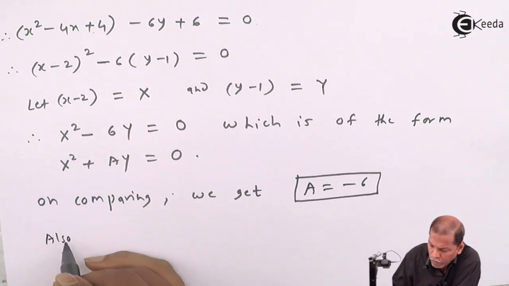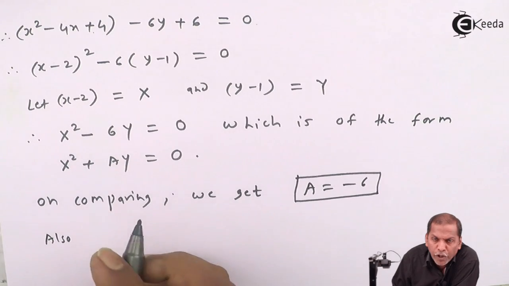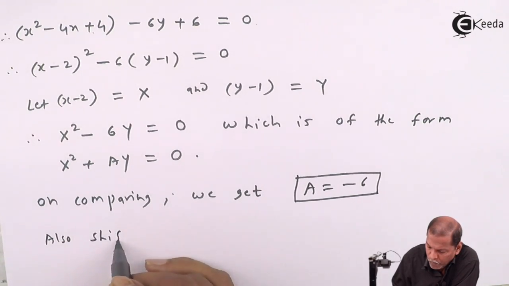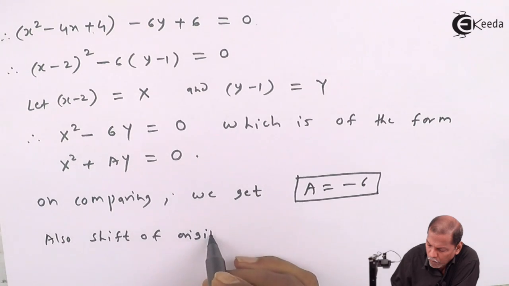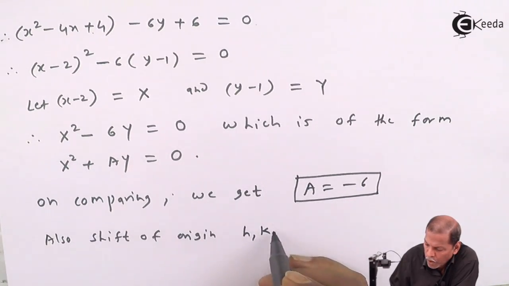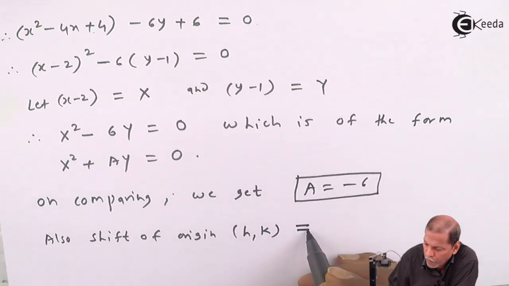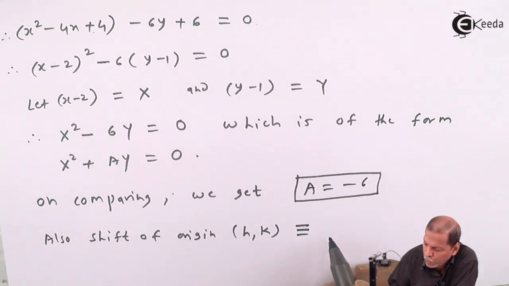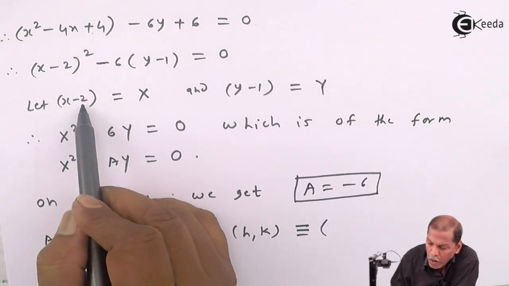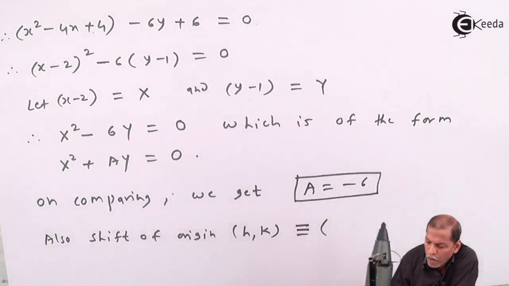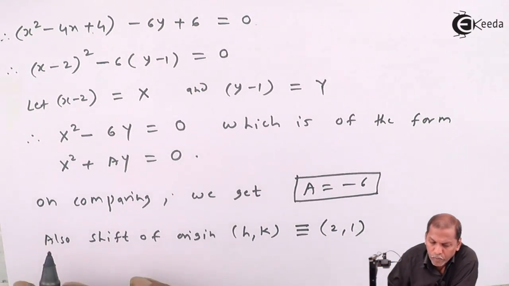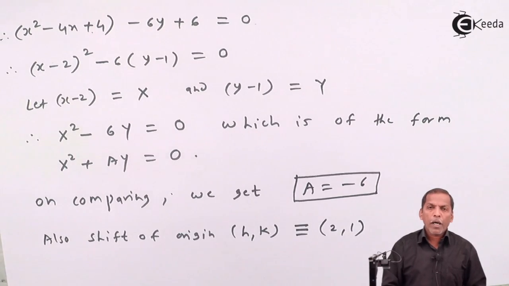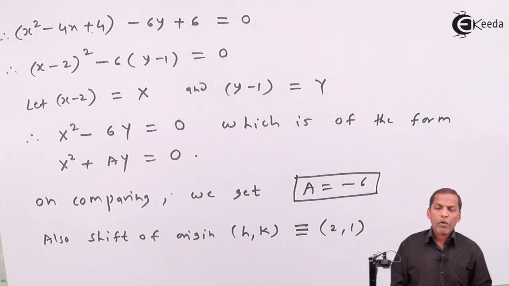Also, shift of origin (h, k) is equivalent to (2, 1). So this is the required solution for the given problem. Thank you.